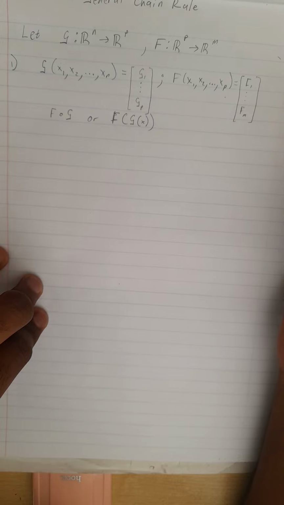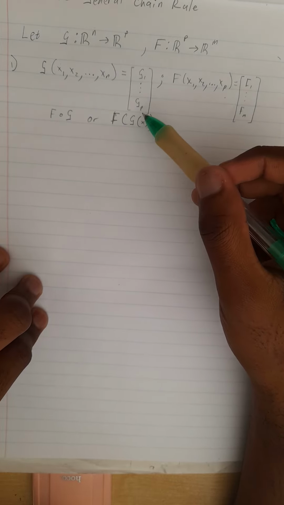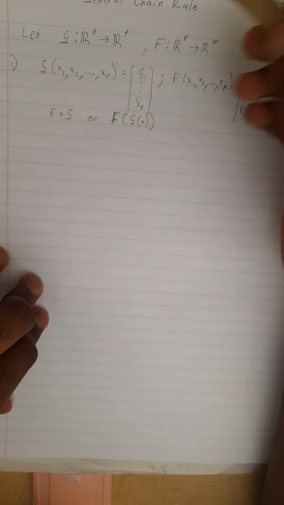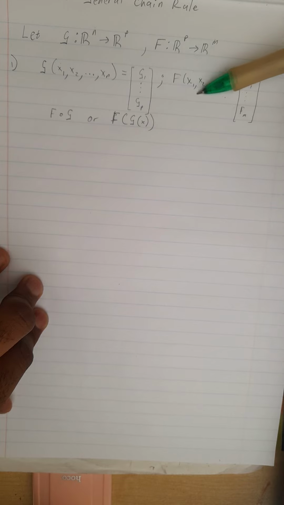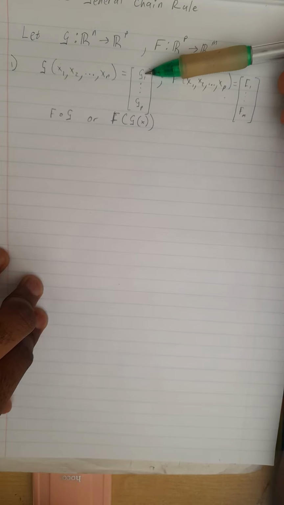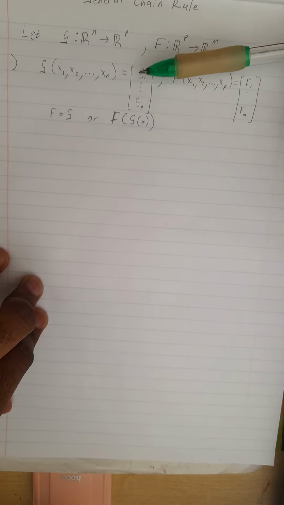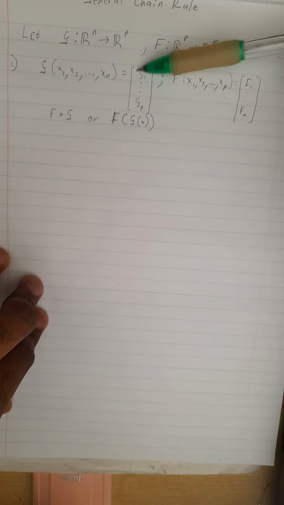So now what I want you to notice is how this is going to change. Notice f is taking in p inputs. g is giving out p outputs. That gives us a perfect opportunity to align the inputs of this function with the outputs of this function.